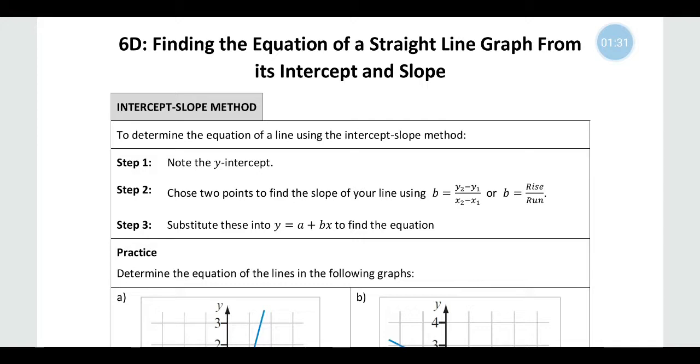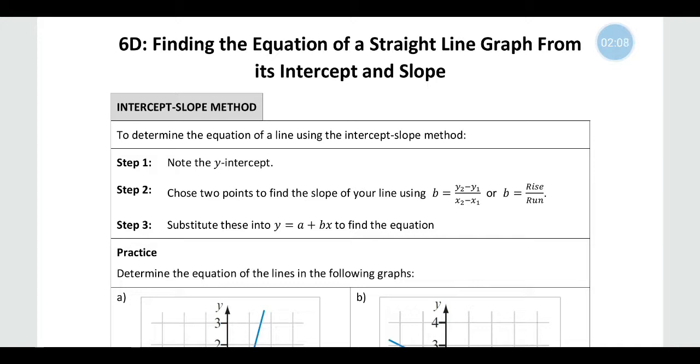All right, so to get your equation for your linear graph, there are three very simple steps. Number one, you note the y-intercept, because this is going to be your a value in y equals a plus bx. Number two, you choose 2 points on your graph, any 2 points, but we like to try and be clever and choose points that have whole numbers for their coordinates. That makes the maths easier, okay? The problems in the textbook are usually set up so that you can choose whole numbers.